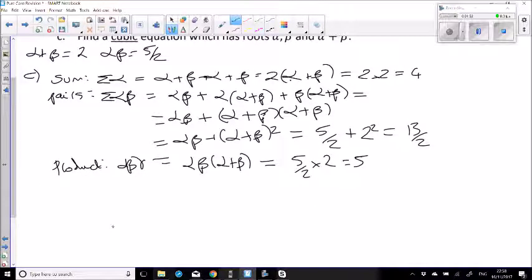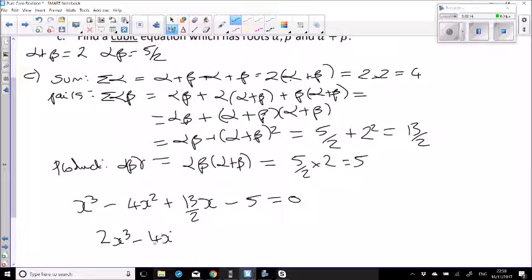Right, once I've got all my parts, so for cubic, it's going to be x cubed minus the sum times x squared plus the sum of the pairs times x minus the product equals 0. So that's 2x cubed minus 8x squared plus 13x minus 10 equals 0.